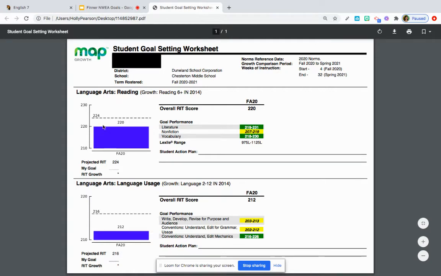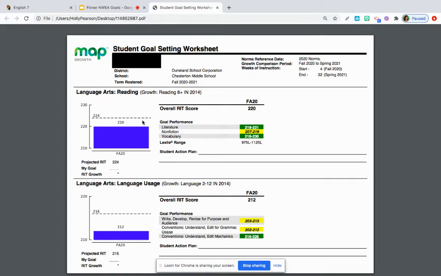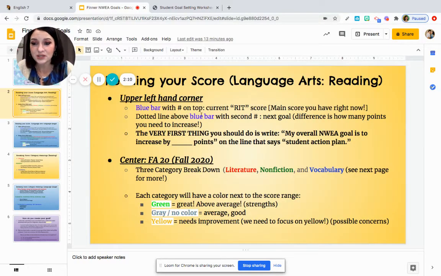And then if you look at the dotted line, that was that student's goal. So their goal was to grow 4 points and improve and get a score of 224. So that's basically what this slide says. The dotted line is their next goal. That's how many points you need to increase.